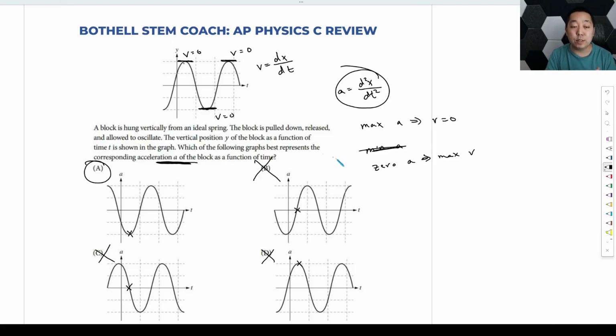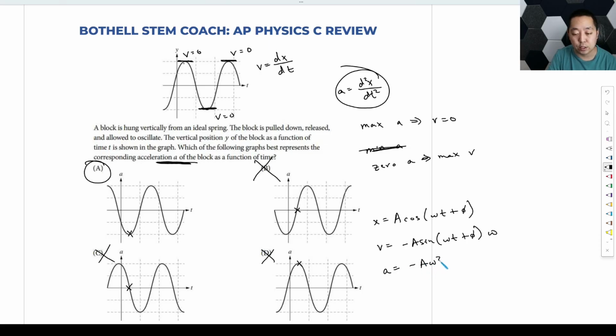The other way to look at it is, remember, it's a cosine curve. If I have x as A cosine of omega t plus phi, the first derivative is going to be negative A sine of omega t plus phi times omega by chain rule, and the acceleration is going to be the derivative of this guy. Derivative of sine is just cosine, so it's negative A omega squared cosine of omega t plus phi. And so this looks just like this guy, but upside down, with a negative sign. So we're looking for the one that also looks upside down. That's another way to look at it. Any one of those ways are ways to reason it out as long as you're using the correct principles.